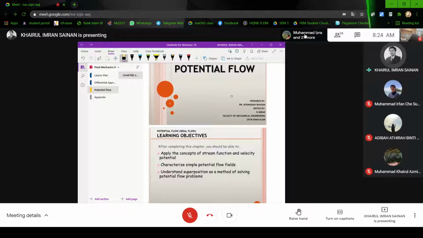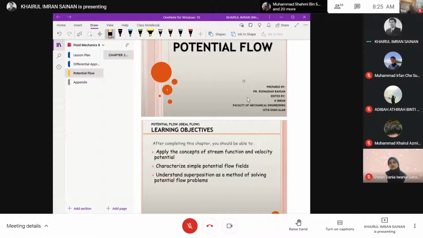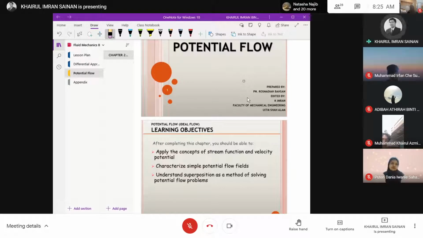So the first learning objective is to apply the concept of stream function and velocity potential. Number 2 is to characterize simple potential flow fields. I mean, the flows you normally see, but you're going to give some special names for them. Okay, doublet, half body, right? So this kind of thing. So basically, do not get surprised. The only thing is the names and the terms. So that's all it is in potential flow.